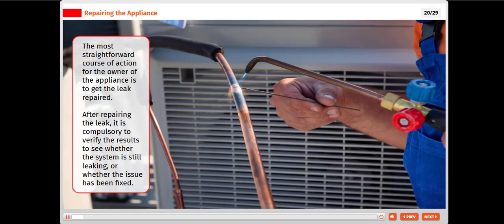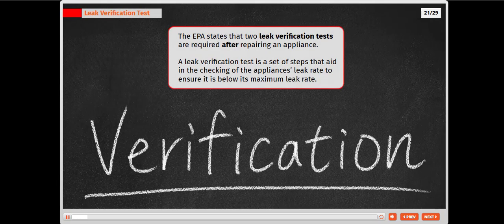The most straightforward course of action for the owner of the appliance is to get the leak repaired. After repairing the leak, it is compulsory to verify the results to see whether the system is still leaking, or whether the issue has been fixed. The EPA states that 2 leak verification tests are required after repairing an appliance. A leak verification test is a set of steps that aid in checking the appliance's leak rate to ensure it is below its maximum leak rate.